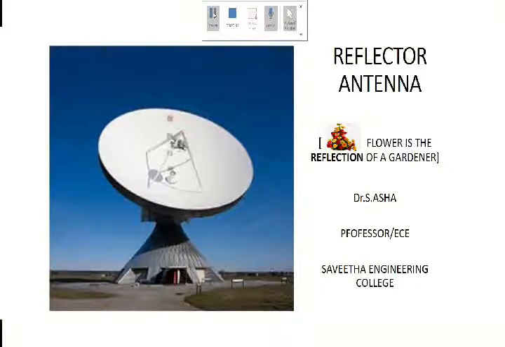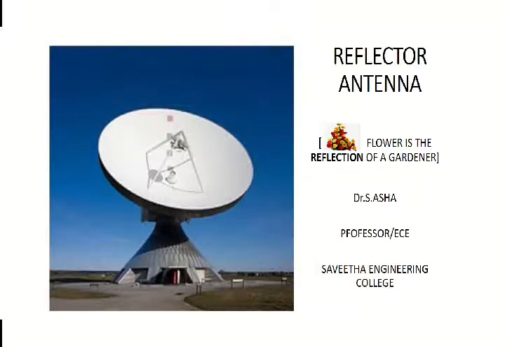Today students, let us learn the concept behind a reflector antenna. To learn the concept of reflector antenna, let us analyze the term: "a flower is a reflection of a gardener," a beautiful saying. Likewise, the term reflector could be easily understood.